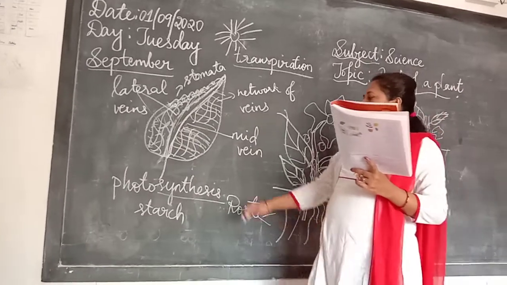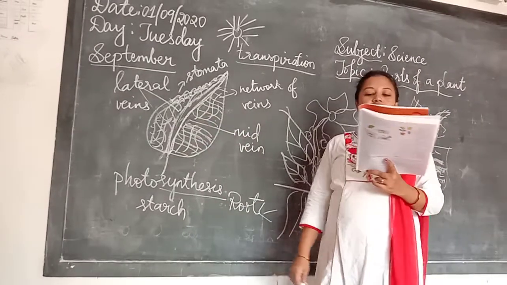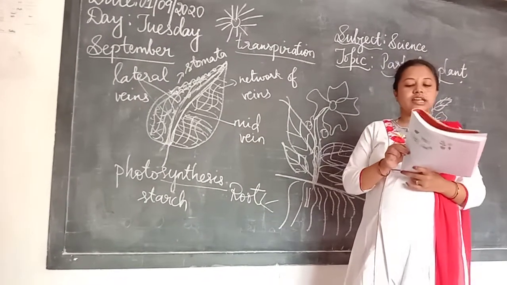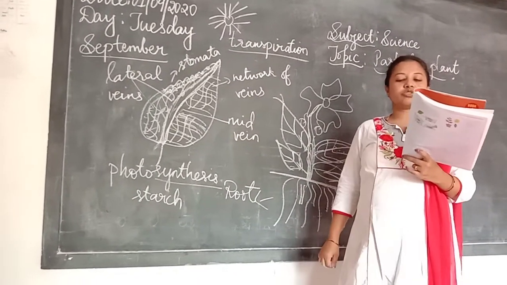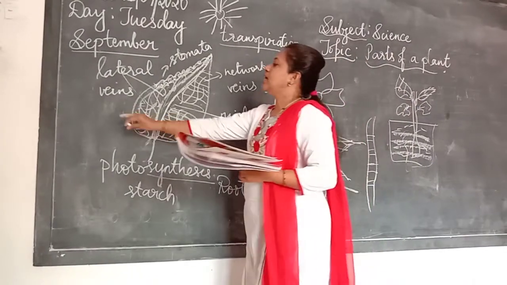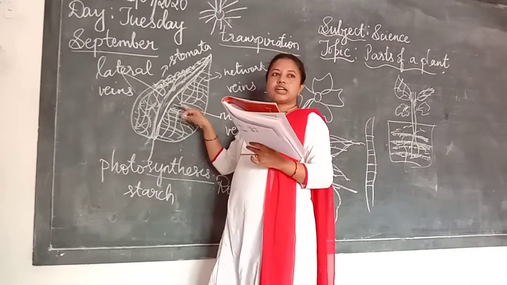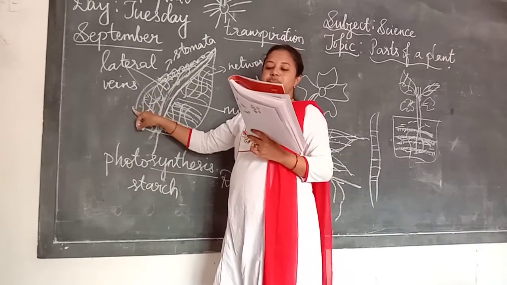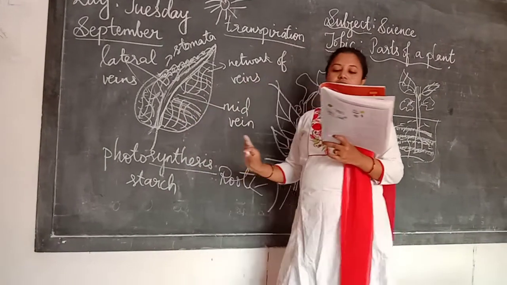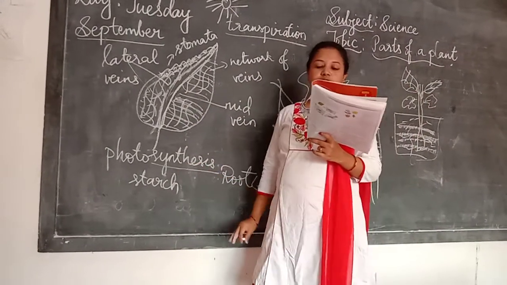Now we will see the functions of the leaves. Leaves take in carbon dioxide and give out oxygen, thus helping the plant in preparing its own food by photosynthesis. So the leaves take in carbon dioxide and give out oxygen. This helps the plant to prepare food, and the process is called photosynthesis.